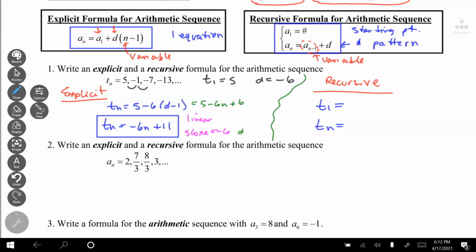For the recursive formula, I do need the first term. Well, the first term is 5. And the pattern is subtracting 6, so I do t sub n equals, and this is the hard part, the notation, t sub n minus 1 minus 6. You don't have to put the curly brackets around it. I like to. And I'm going to box it. And that is the pattern that we're looking for. This says my first term is equal to 5, and every new term is equal to the last term, my last result, previous term, minus 6.